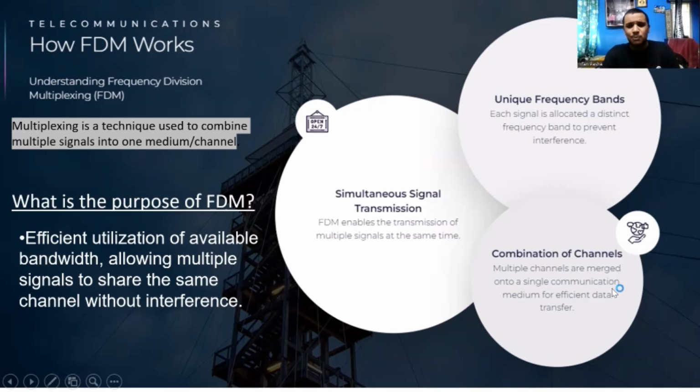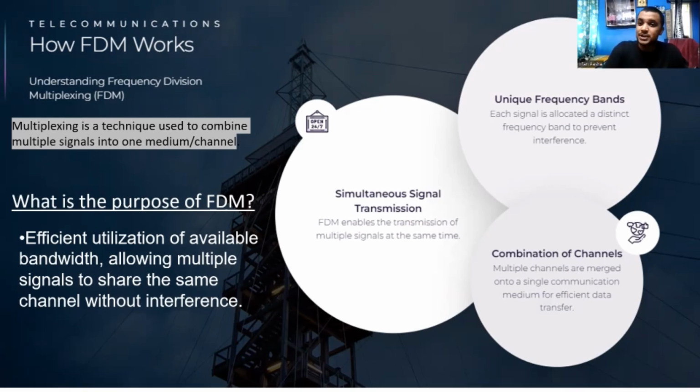Okay, now what is the purpose of FDM? Why do we need FDM to transfer smooth signals, smooth frequencies? Well, efficient utilization of available bandwidth, allowing multiple signals to share the same channel without interference. Too much English here, too many words which we don't understand. Let us try to break this down and understand what is the main purpose of FDM, right?